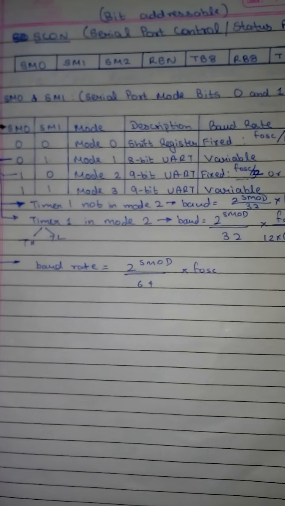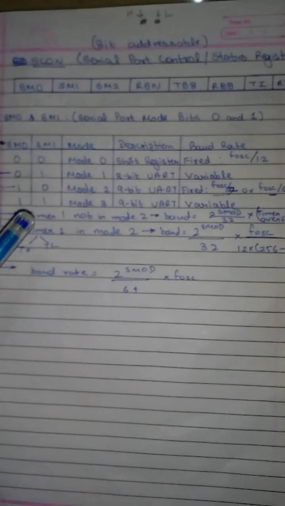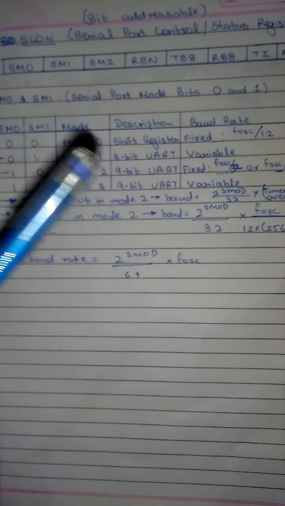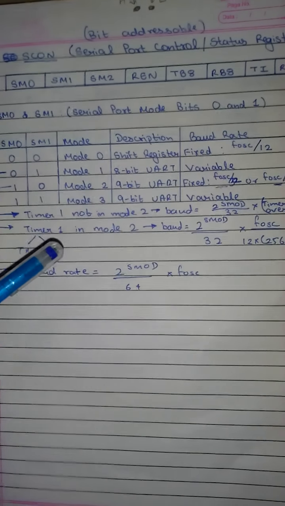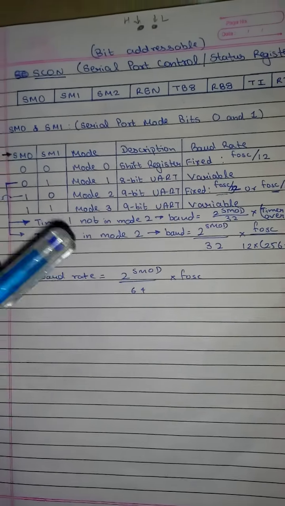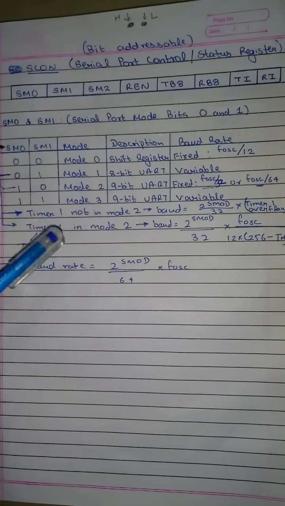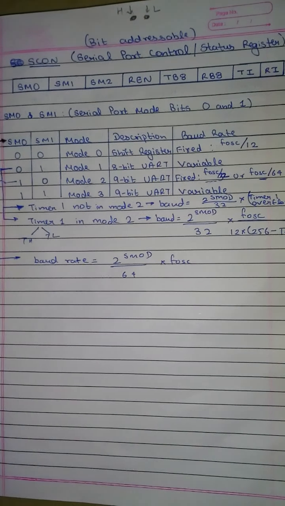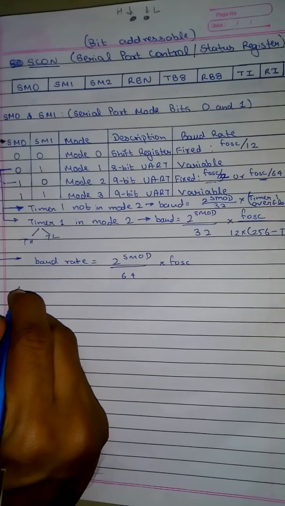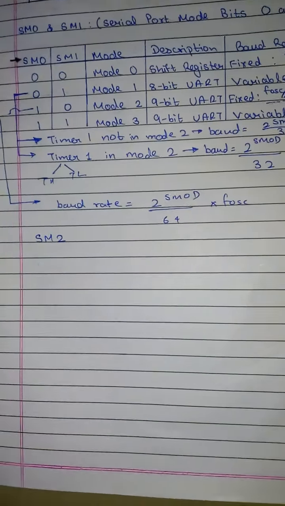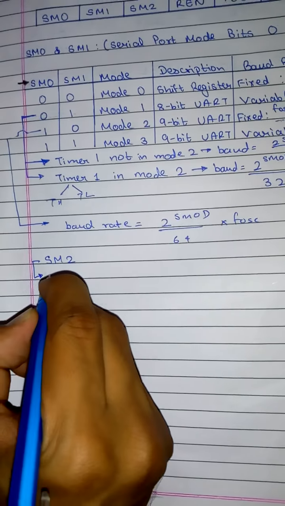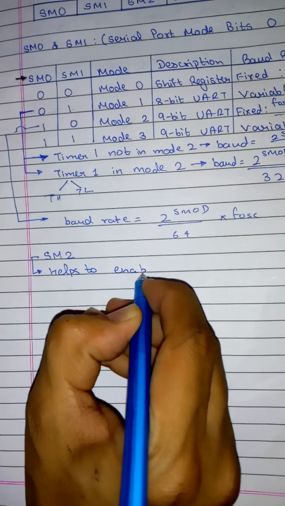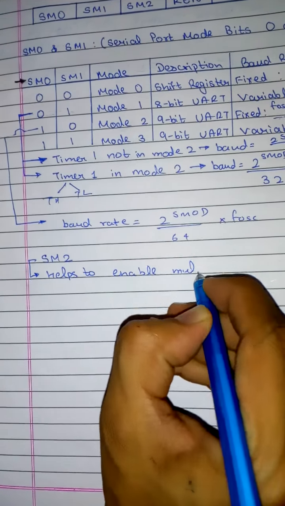Okay, we have now completed all the modes. So what is the use of the SM2 pin? SM2 is the serial port mode bit 2. This helps to enable the multiprocessor feature in mode 2 and mode 3.